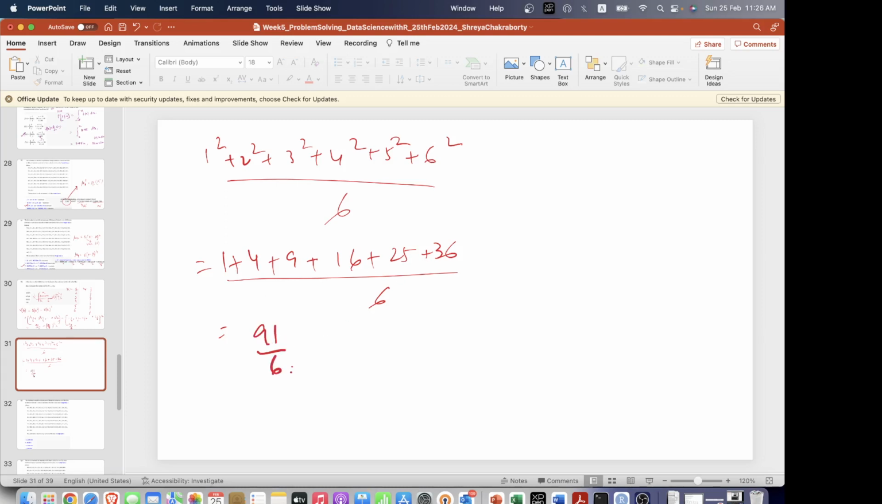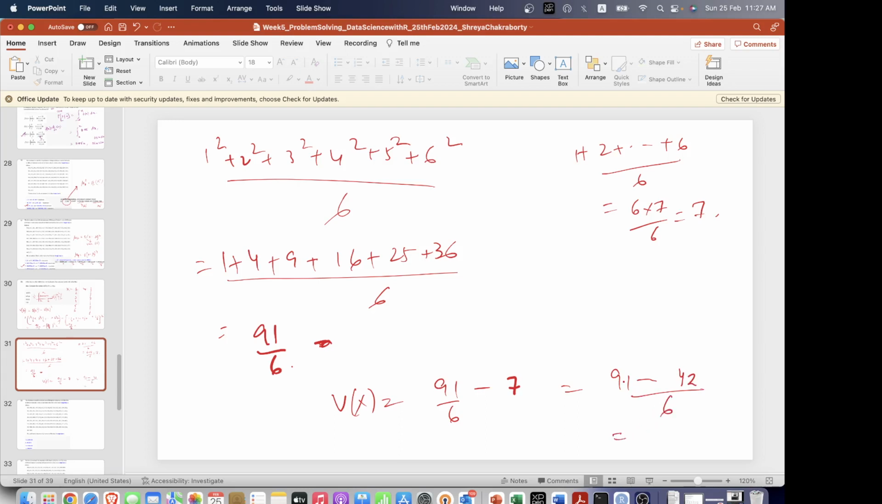This would be 91 by 6 itself, and 1 plus 2 plus up to 6 by 6 would be 6 into 7 by 6. This is 7. So then variance of x would be 91 by 6 minus 7 squared, 91 minus 42 by 6, this would be 11 minus 2, 9, 49 by 6.